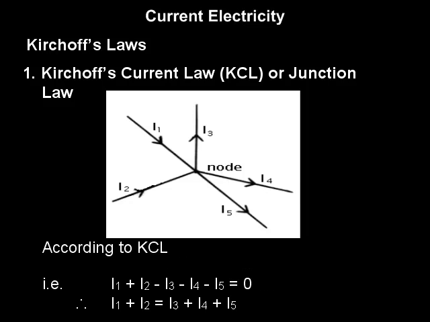According to KCL, the algebraic sum of these currents is 0. That is, I1 plus I2 minus I3 minus I4 minus I5 is equal to 0. Therefore, I1 plus I2 is equal to I3 plus I4 plus I5.